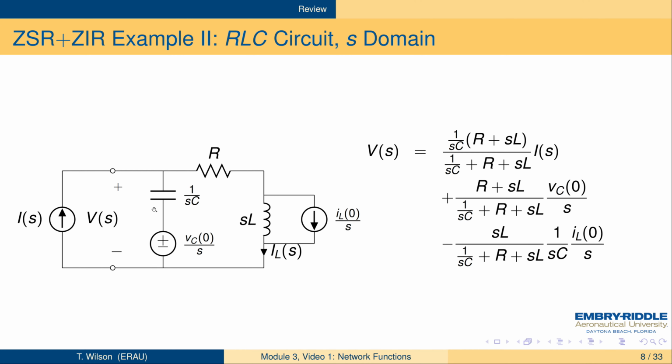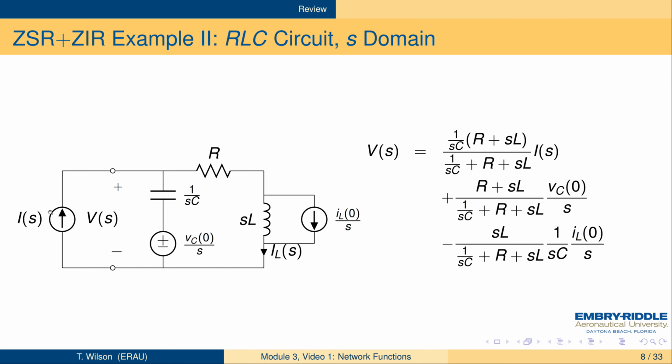Again, we go to the s domain. We have the initial condition voltage source of the capacitor in series with 1 over sC, the impedance of the capacitance. We have I_L of 0, the initial current of the inductor, over s, in parallel with the impedance of the inductor sL. And then again, we do a superposition problem, treating each of these three sources separately and using resistive circuit techniques.